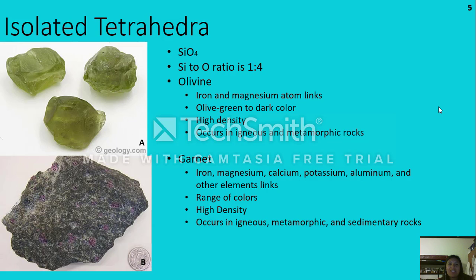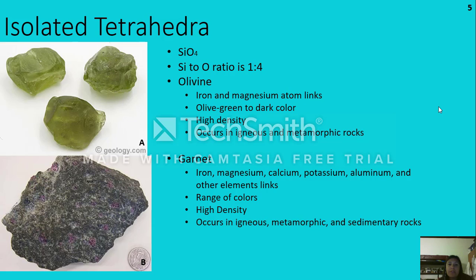They tend to have high density because of closely packed structures and large ionic structures. They are stable at high temperatures and pressures. Olivine crystallizes at very high temperatures and isn't very resistant to weathering. Primary occurrences are in igneous and metamorphic rocks.